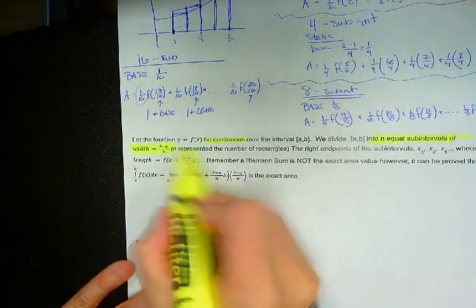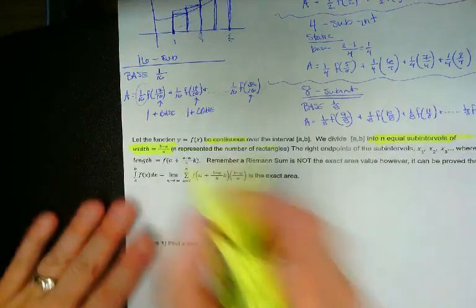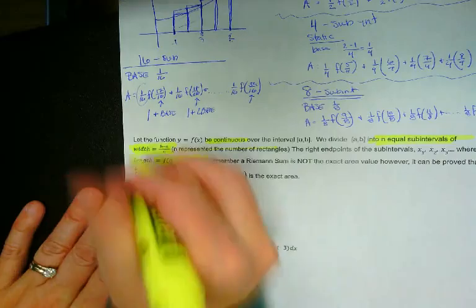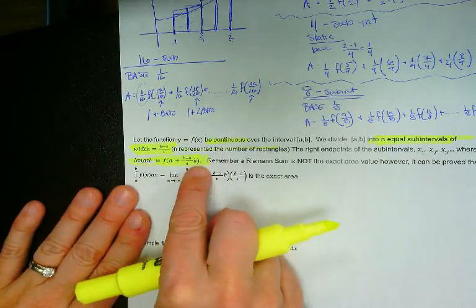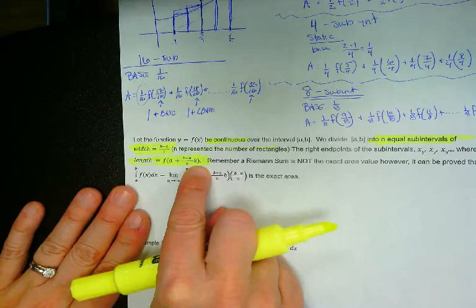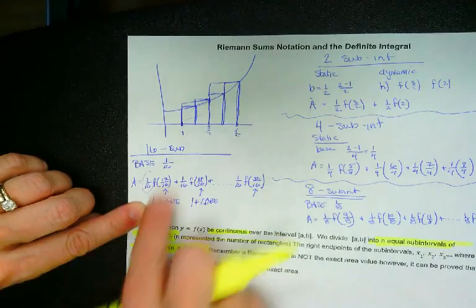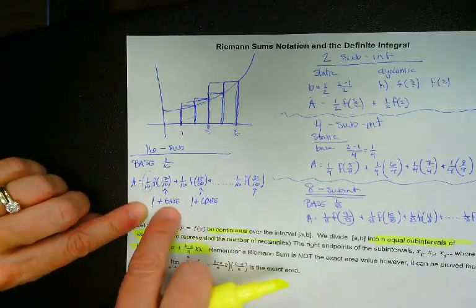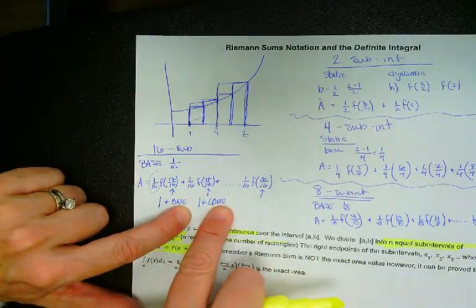Okay. And again, n represents the number of rectangles. The right endpoints are noted by this. The length is f of a plus b minus a over n times k. Okay, so I'm going to come back and try to explain that. This a value is 1, right? So we started at 1, plus the base, the b minus a over n, times 1. Then we said it's 1 plus the base times 2.